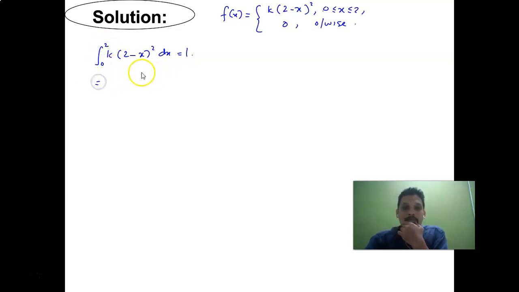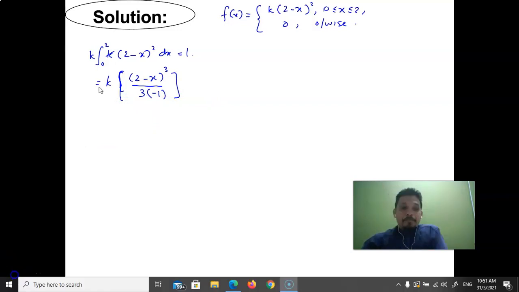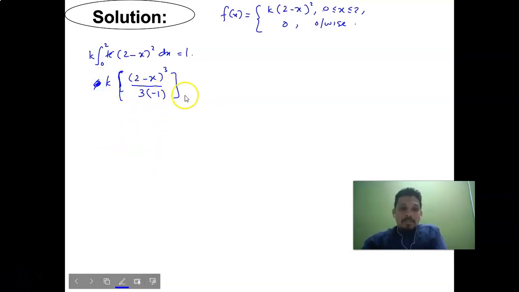Then factorize this. k is a constant, take it outside. So k times the integral; the result of integrating this is (2 minus x) to the power of 3 divided by 3, and the derivative of 2 minus x equals negative 1. Make this one equal to 1.